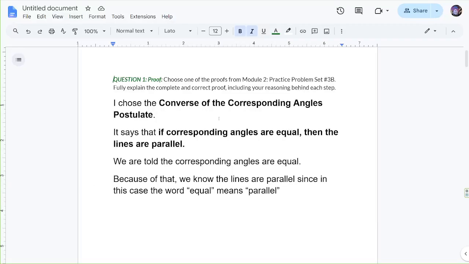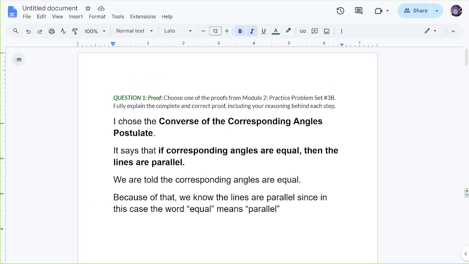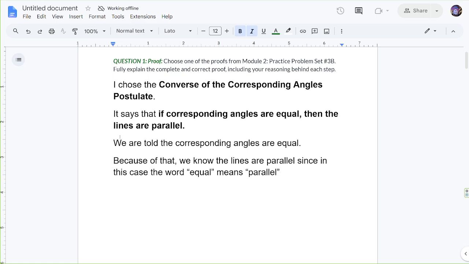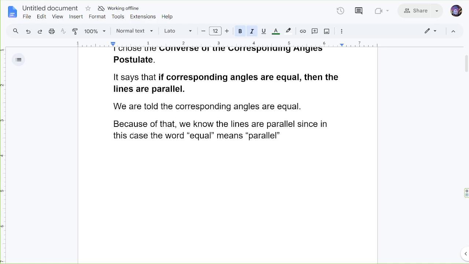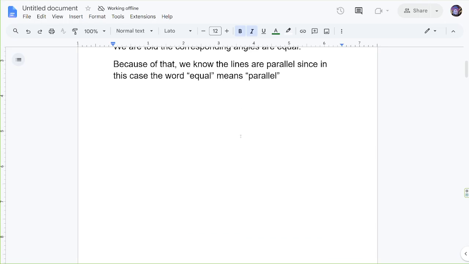Alrighty. I put everything I need on this document, just for simplicity, like I did in the first week. Question 1, choose one of the proofs from Module 2, Practice Problems Set 3B. I chose the converse of the corresponding angles postulate. It says that if corresponding angles are equal, then the lines are parallel. We are told that the corresponding angles are equal. Because of that, we know the lines are parallel, since in this case the word equal means parallel.